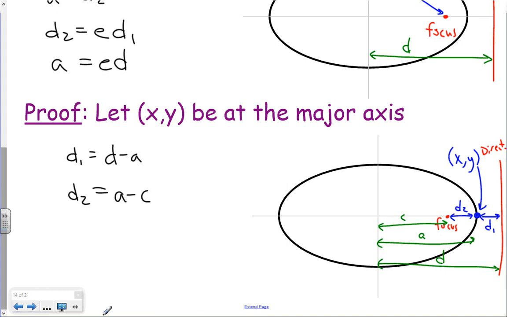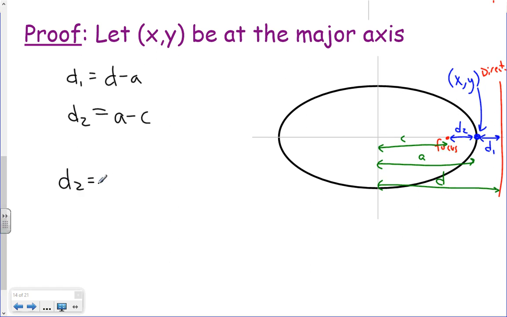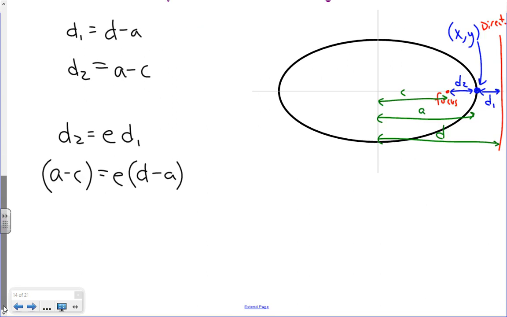All right, let's go back to the same formula here that we started with in the previous proof. That is that D2 is equal to your eccentricity times D1, and then just replace D1 and D2 with what we found they're equal to. So D2 is A minus C, and D1 we said was D minus A. And now let's simplify this. So I'm going to write this just as A minus C. I'll get rid of the parentheses on the left side. Really, they weren't needed, but on the right side, we did need to distribute this eccentricity through. So it's E times D minus E times A.